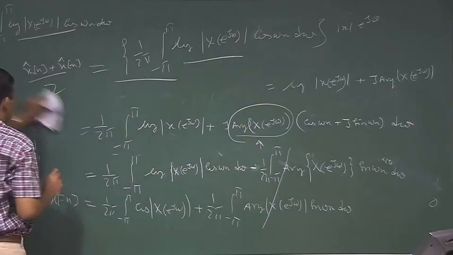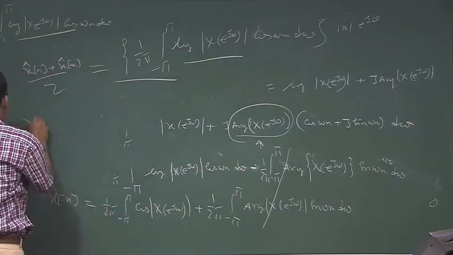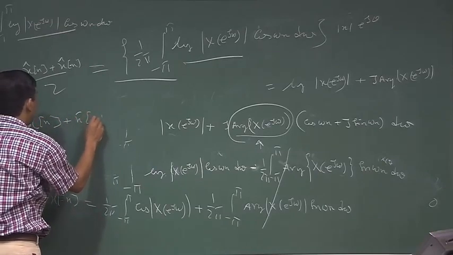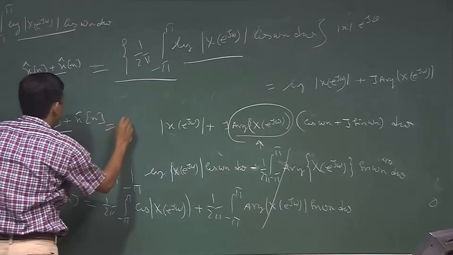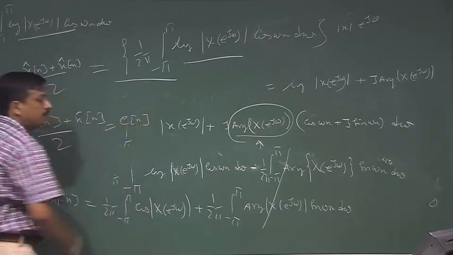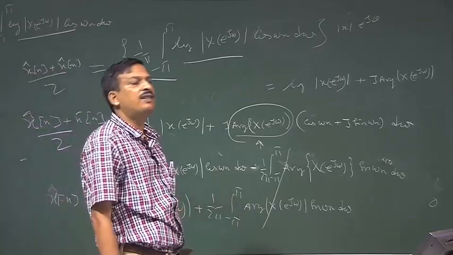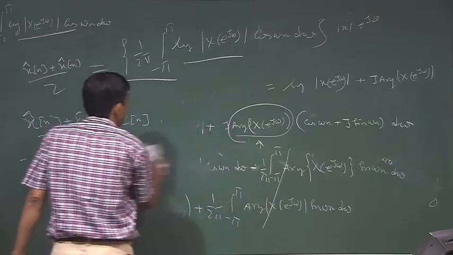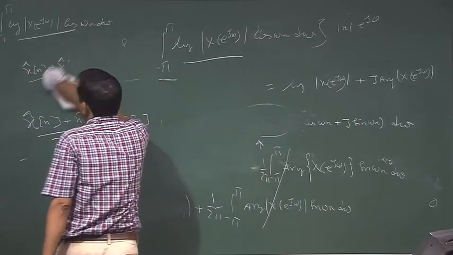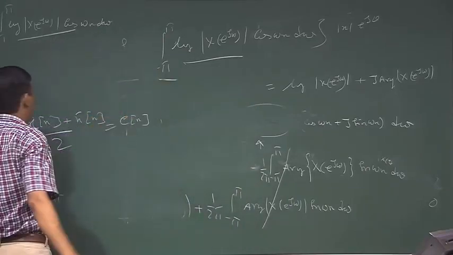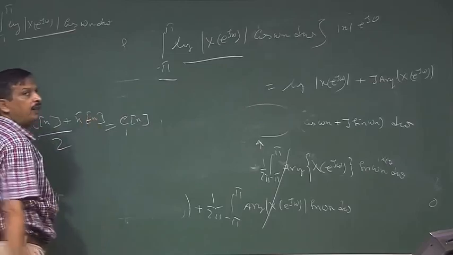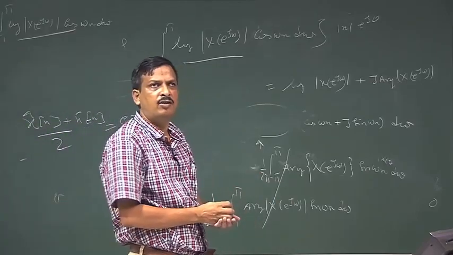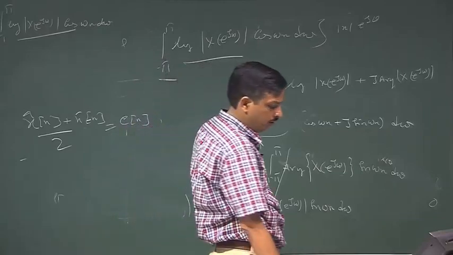So I can say x cap n plus x cap of minus n divided by 2 is equal to C n. So the real spectrum is nothing but the sum of the complex spectrum x of n and x of minus n divided by 2. This is proved. The proof is there in the slide also, so you can refer to the slide.